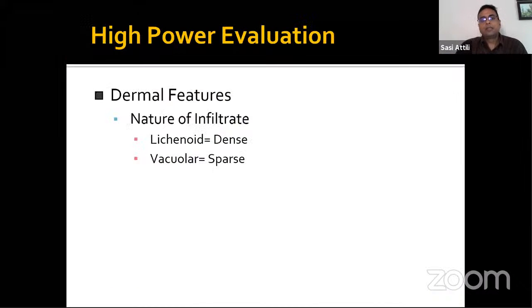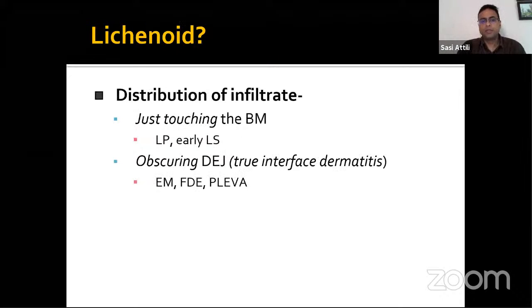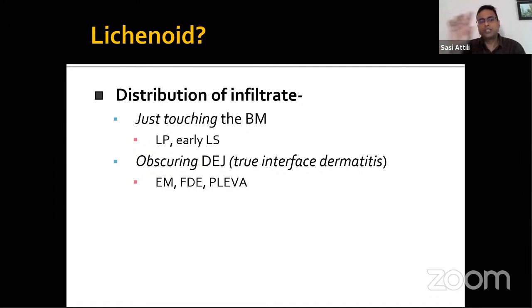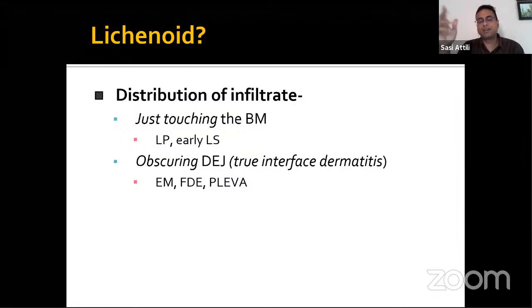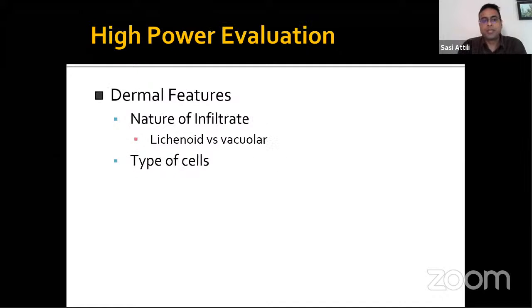Okay. Then we're coming to the dermal features. We finished the epidermal features, we finished the basal membrane features. Now I've already discussed the nature of the infiltrate, whether it's lichenoid or vacuolar. And then we've also described the distribution of the infiltrate, whether it's just touching the basal membrane as in lichen planus or early lichen sclerosus, or it's obscuring the dermo-epidermal junction. This is called a true interface dermatosis because it is spanning the interface, this side and that side. So these are erythema multiforme, fixed drug eruption, PLEVA, etc.